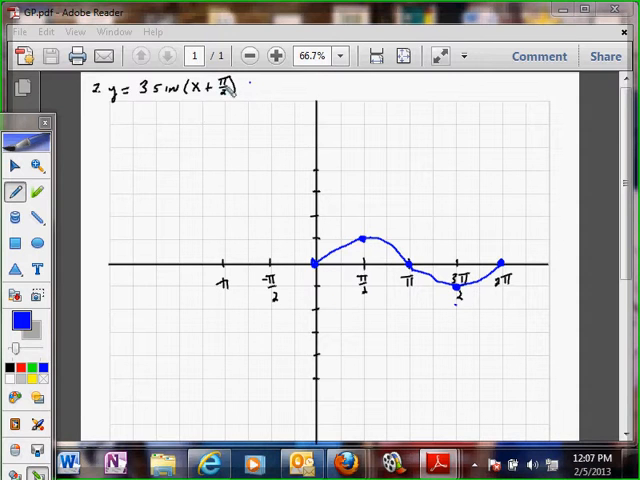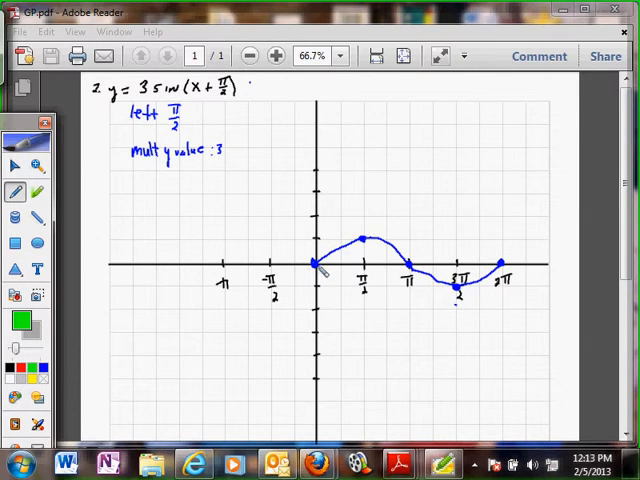Now again, what I set up here is that I have a left shift of pi halves, and I'm going to go in this order: left, pi halves. Then I've got this 3 out here, and how I do that, if you remember, is I need to multiply the y values by 3. So here's how this works.